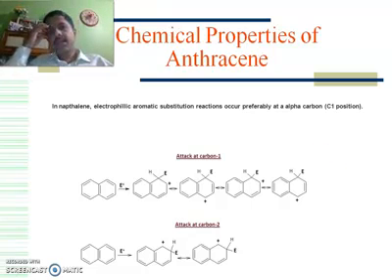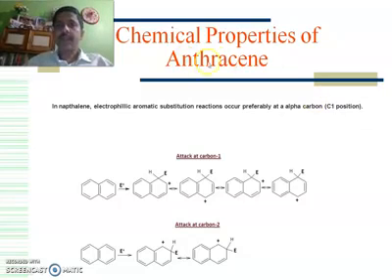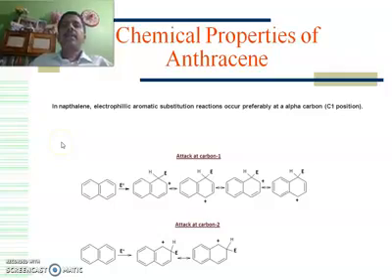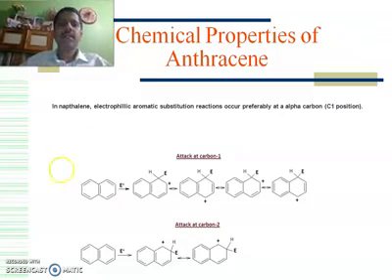Now moving into the chemical properties of anthracene. Sorry, it should be naphthalene, not anthracene. In naphthalene, electrophilic aromatic substitution reactions occur preferably at the alpha position. Now, why is it so? Let us see. We already know that naphthalene has two kinds of positions, alpha positions and beta positions. Let us see the attack of the electrophile at C1 first and then C2.